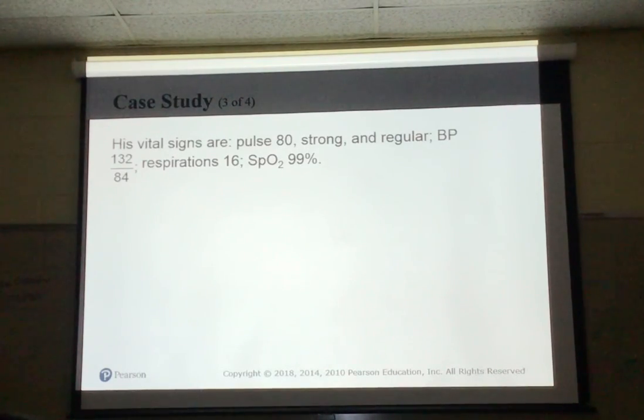Alright, his vital signs. Pulse 80, strong and regular. Blood pressure 132/84, respiration 16, SpO2 99%. So, what's going to be our first line of treatment for this dude? We're going to put a non-rebreather on him? No. Okay. What about a cannula? No. Okay. He has enough oxygen. He's already taken nitroglycerin.